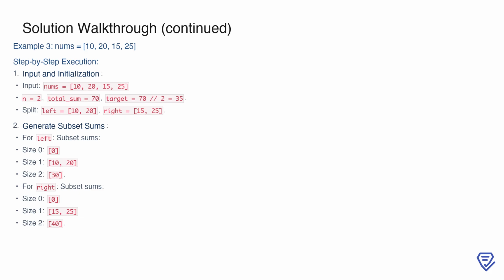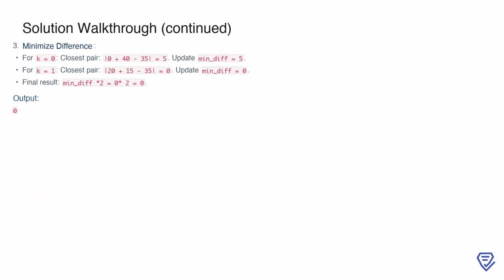With these subsets, we can now identify the combinations that minimize the difference between the subset sums. To minimize the difference, we evaluate the subset sums for each size k. For k equals 0, the closest pair yields an absolute difference of |0 + 40 - 35| = 5, so we set min_diff equals 5.